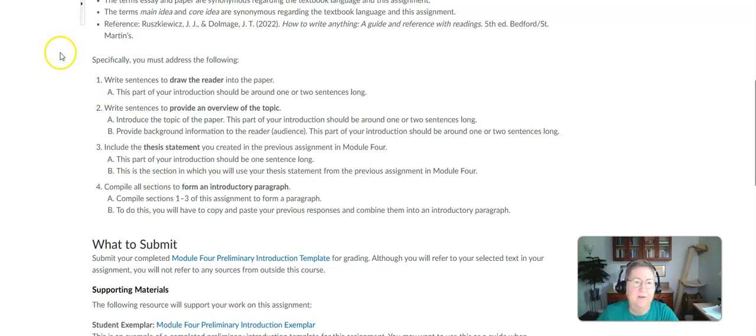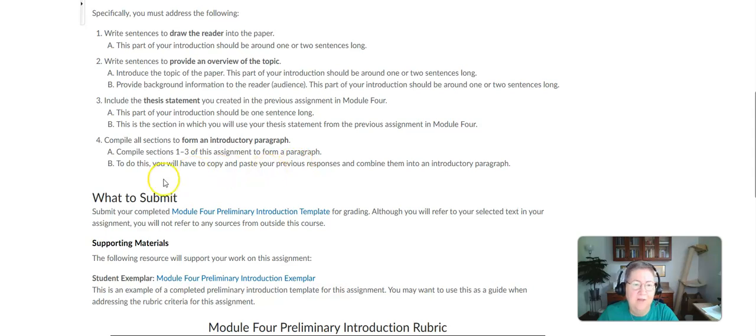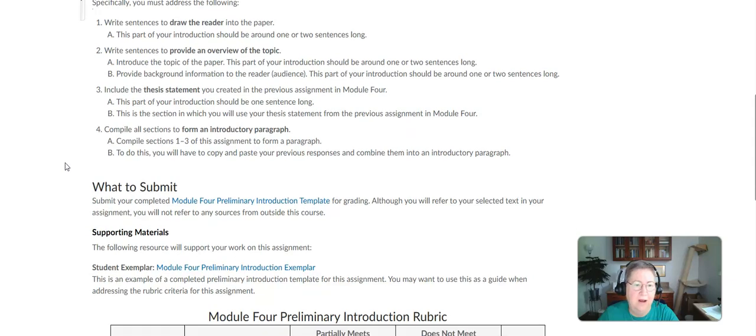In the specific instructions, you must address the following. You have to write sentences to draw the reader in, sentences to provide an overview of the topic. That includes both the topic of the paper and background information to the reader, the audience. It also gives you information about how long it should be, 1 or 2 sentences, 1 or 2 sentences, 1 sentence for the thesis statement. We put those all together into an entire paragraph, and that's your introductory paragraph.